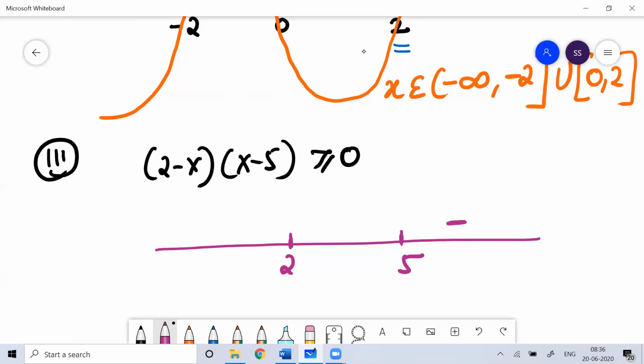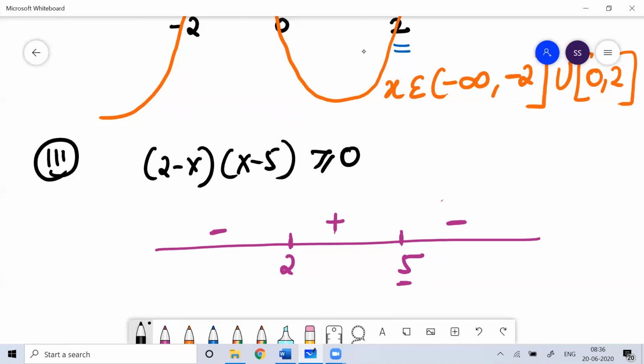Or otherwise, you can see here, you are jumping now. So here the power of 5 is 1, so the sign will change. You are looking for greater than or equal to.